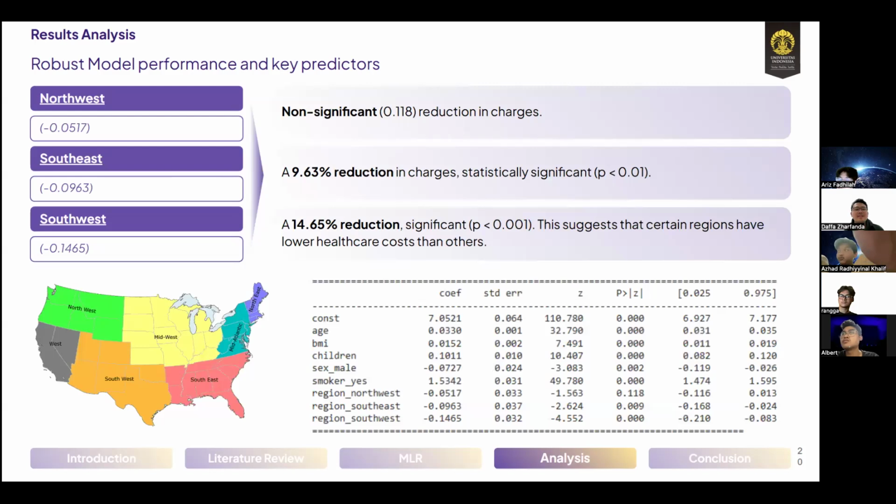Next slide, please. And also we have the several regions in the United States here. In the Northwest, they have minus 0.0517, although this is a non-significant reduction in charges. We also have the Southeast region with a 9.63% reduction in charges, which is statistically significant. And this is the biggest one, in the Southwest region. We have a 14.65% reduction, and it is statistically significant with a p-value of less than 0.001. This suggests that certain regions have lower healthcare costs than others, as you can see in the map here.